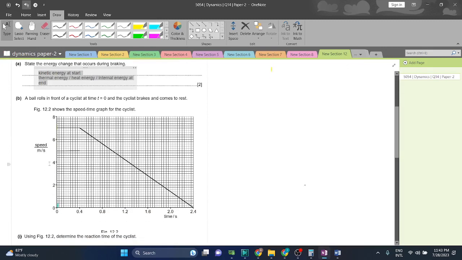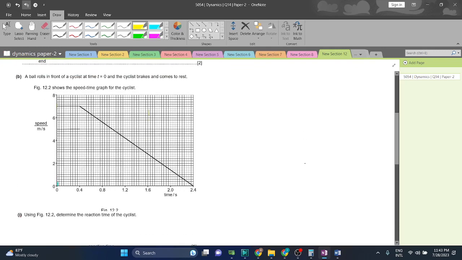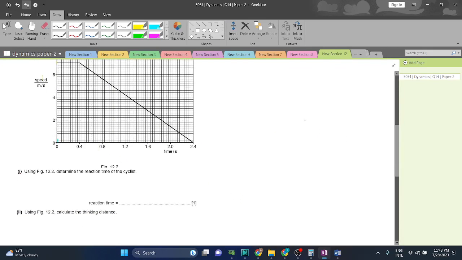B. A ball rolls in front of a cyclist at time t equals 0. At t equals 0 a ball comes in front of the cyclist, and the cyclist brakes and comes to rest. Figure 12.2 shows the speed-time graph for the cyclist. First, let's get two things out of the way. In a speed-time graph, the area under the graph gives us the distance and the gradient gives us the acceleration. You have to remember these two things in this coming question. We're going to be discussing these.